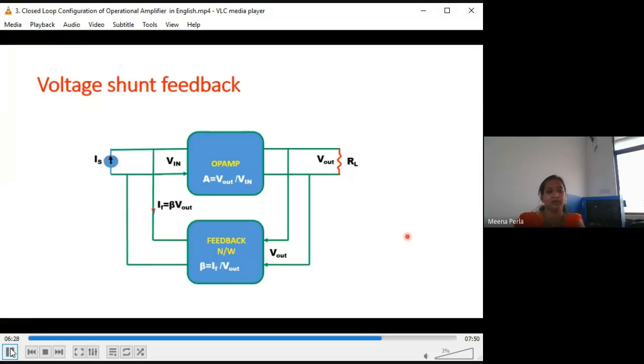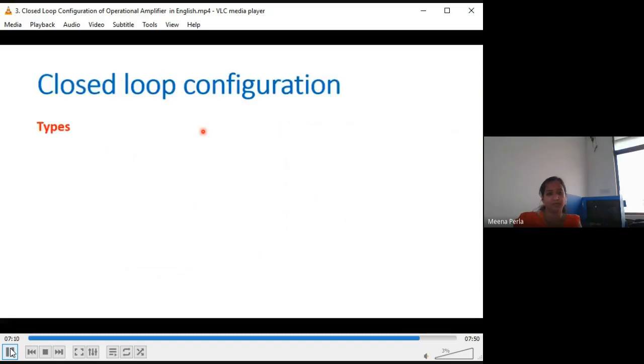Next is the voltage shunt feedback amplifier. Again, in this we have two blocks, the op-amp and the feedback network. We use voltage sampling plus shunt mixing here. As we have seen, voltage sampling means that some part of the output voltage is provided to the feedback network input, and that is the reason why it is called voltage sampling. And what is shunt mixing? The output of the feedback network is given in shunt, that means in parallel, to the input signal with the current source. So here we have a current source. Previously, in series, we had a voltage source. So that is the reason why it is named voltage shunt feedback.